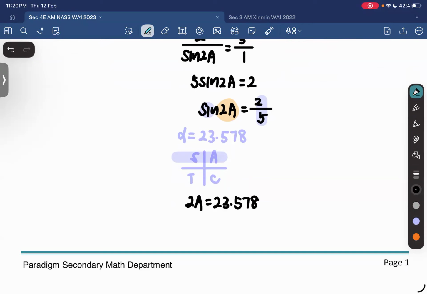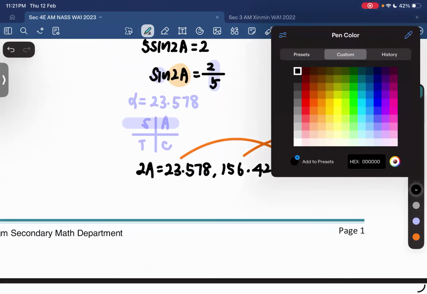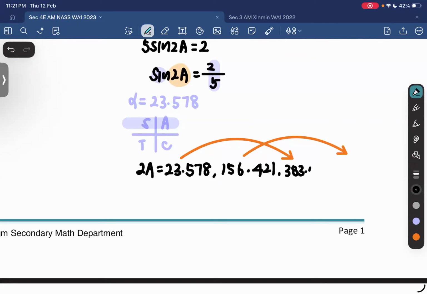So 2a is 23.578. Okay, let me store this answer as A, yeah? Second quadrant will be 180 minus A. So this is 156.421, correct? Then remember what did I say about the 2a? You got to add 360 and you got to add another 360 from here. So 23.578 plus 360. The first one is 383.578. Alright, then I have the 156.421 also plus 360 because I need to go one more round, right? Okay, so that's the whole purpose of highlighting it.